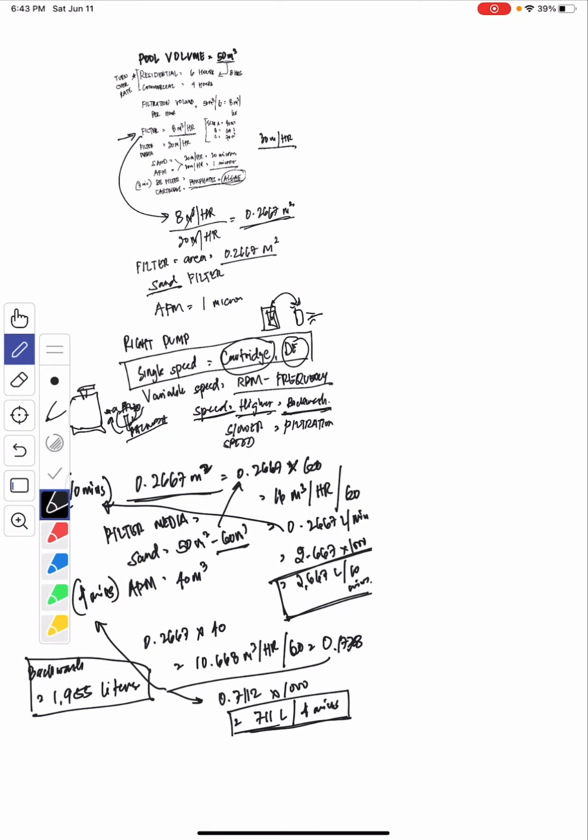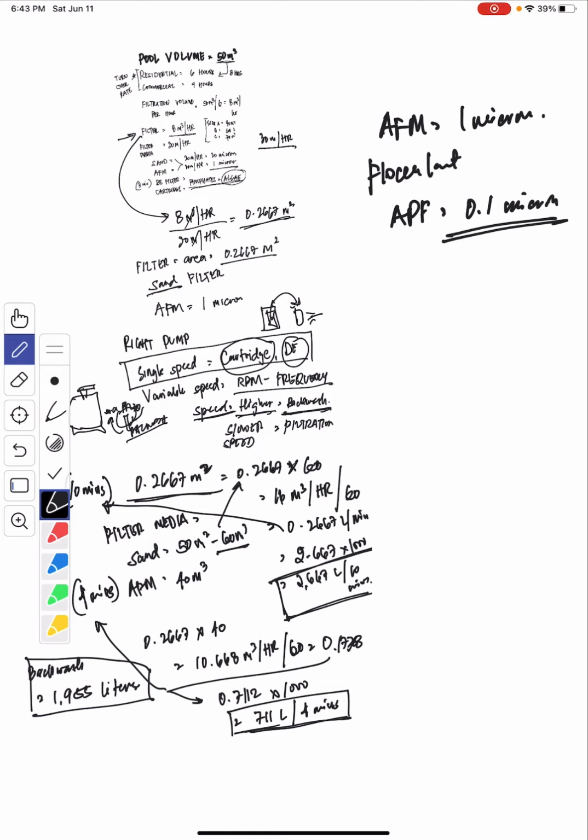This way, if you're using AFM and you're getting 1 micron filtration quality, plus you're using a flocculant like APF in the pool, then you'll get 0.1 micron filtration quality. And since your water is being filtered so effectively, your chlorine consumption will also go down. Instead of using 100% chlorine, now you will only use 20%. So there's a reduction of at least 80% of chlorine.